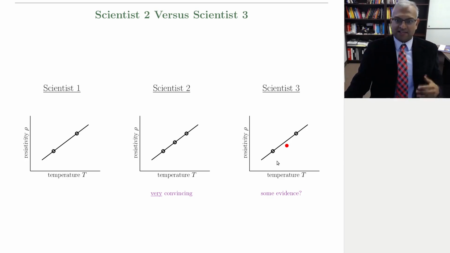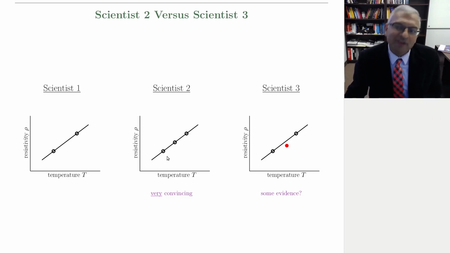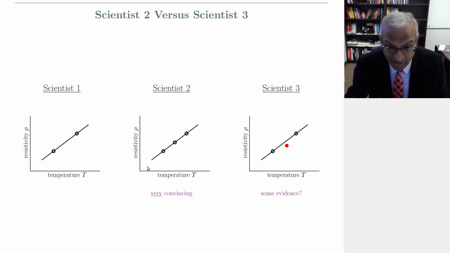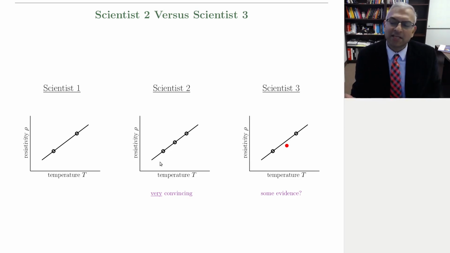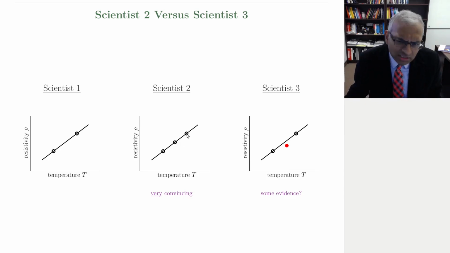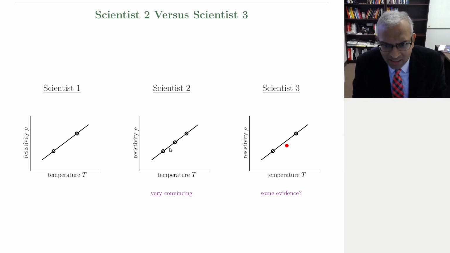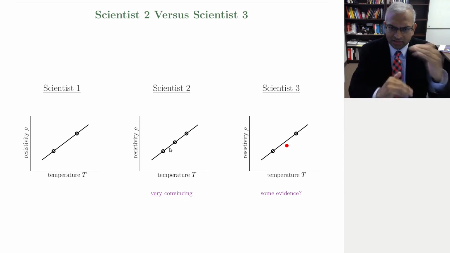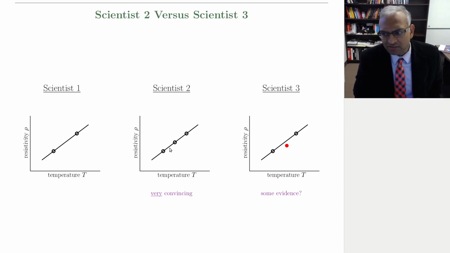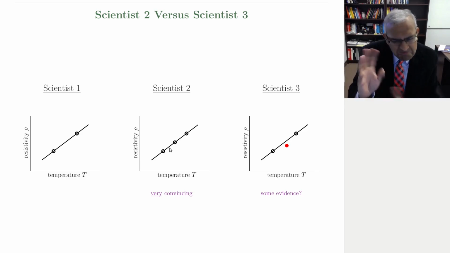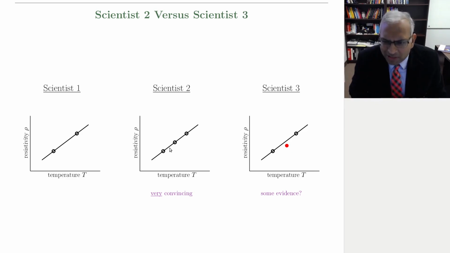Having said that, we might go back to scientist 2 and fire scientist 2, because I'm starting to suspect that scientist 2 has falsified the data. How is it possible? There's measurement error and this and that, and he's got three data points that lie exactly on a line. Whatever. Assuming that everything is above board, scientist 2 has given us very convincing evidence for linearity, but scientist 3, if there's noise in the data, provides pretty decent evidence.